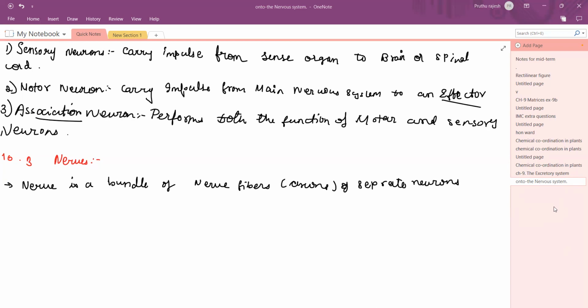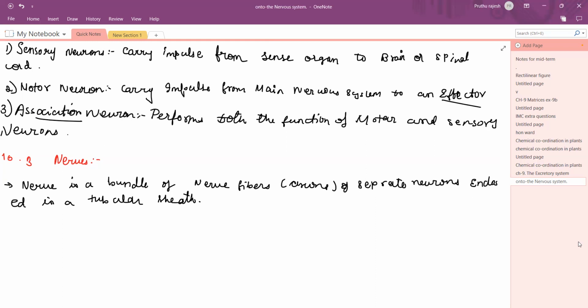Nerves: a bundle of nerve fibers or axons of separate neurons enclosed in a tubular sheath.